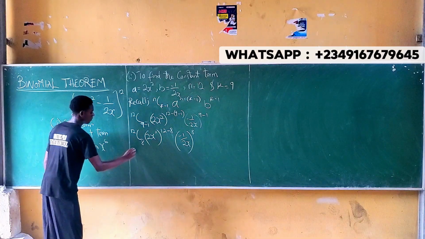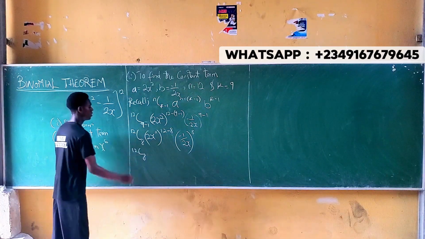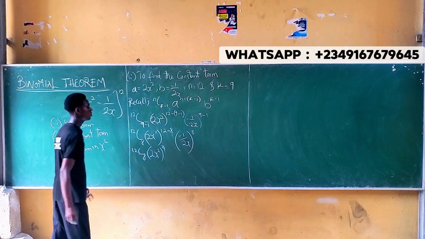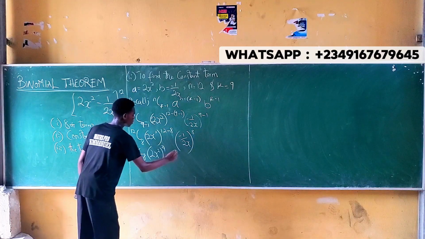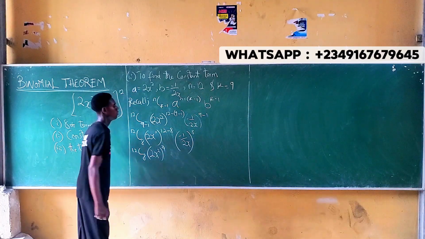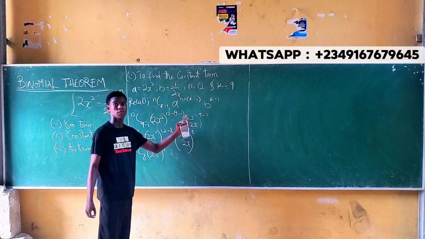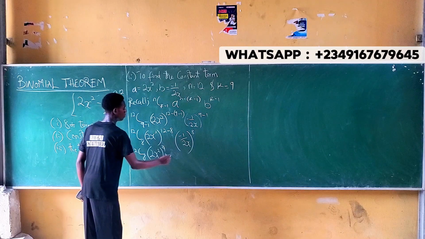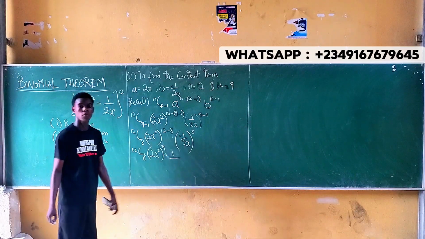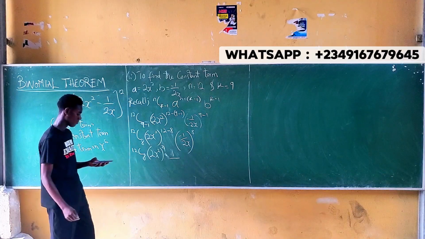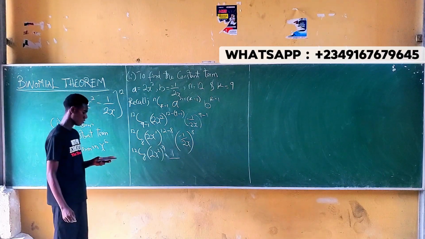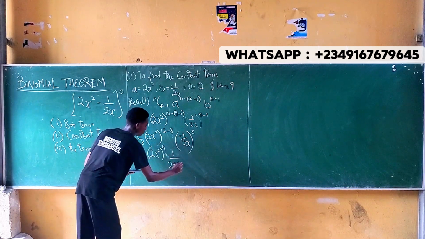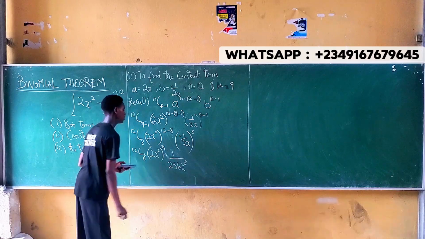So I'll have 12 combination 8, then 2x squared, all raised to the power of 4, because 12 minus 8 is 4. Then here is minus 1 over 2x. Now when I have minus 1 raised to the power of 8, like I said before, when you have an even index, I will have a positive answer. So here will just be plus 1 all over 2x raised to the power of 8. I'll do 2 raised to the power of 8 first. The result is 256. Then x raised to the power of 8.